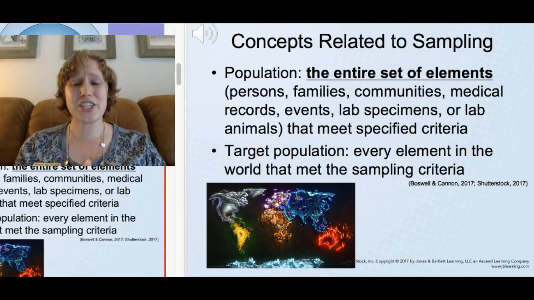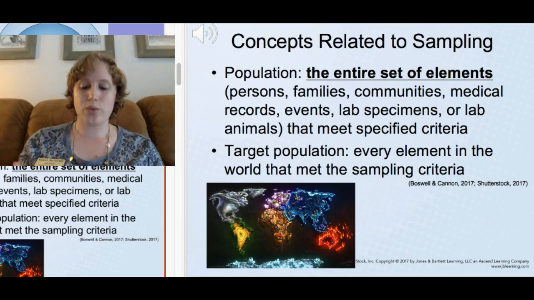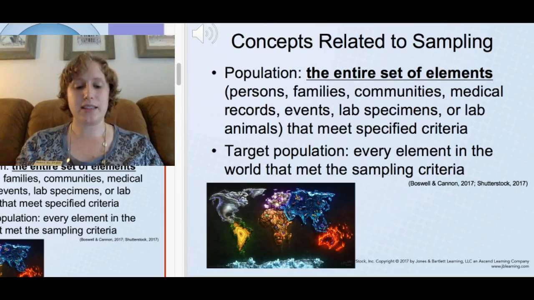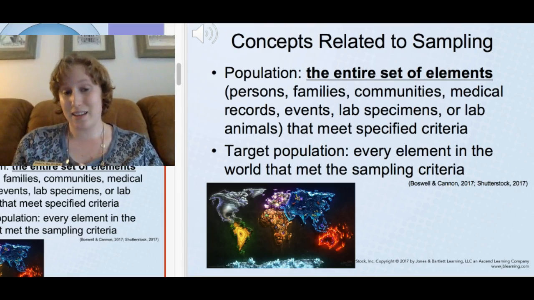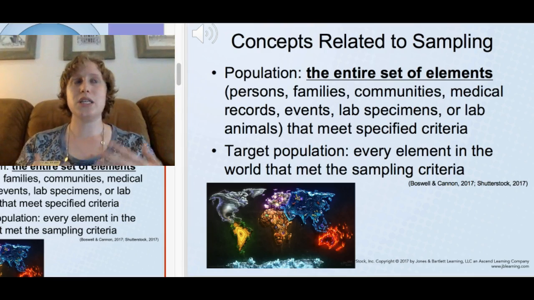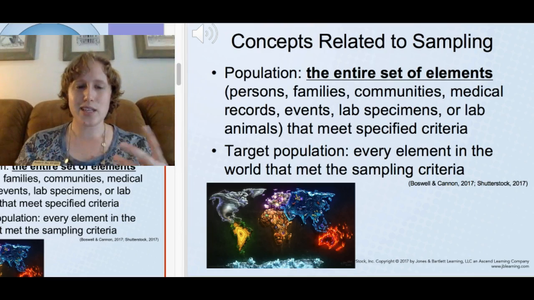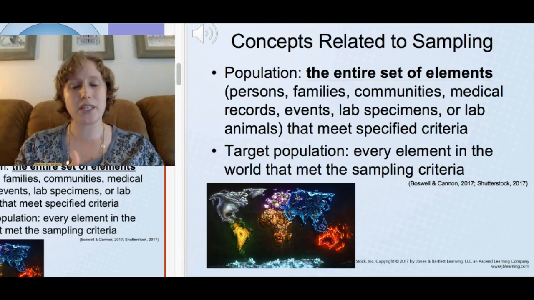The population is the entire set of elements that meets a certain criteria. So this could be people, it could be animals, it could be things, it could be specimens, it could be anything. So for our class, let's consider our population to be pregnant females. You can see how that includes animals and it includes people. It's very broad. Target population is those that meet the specific criteria for our study.